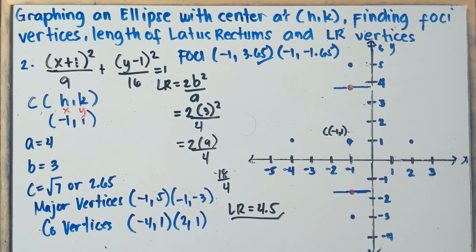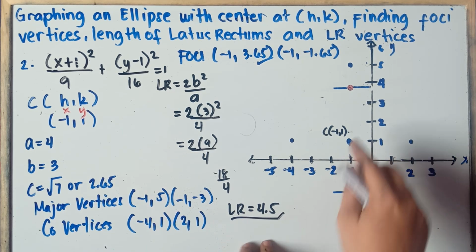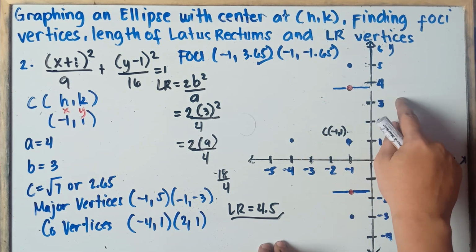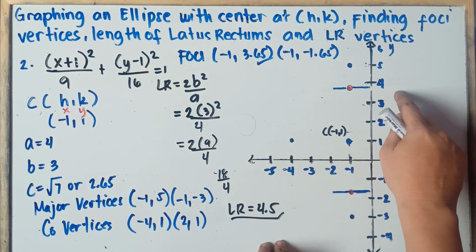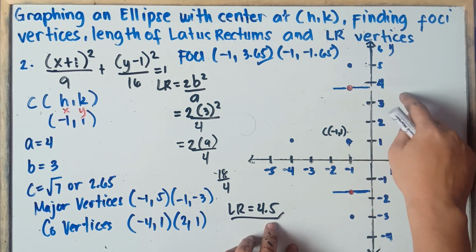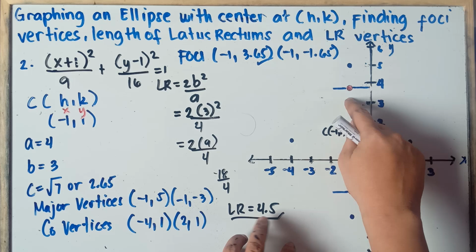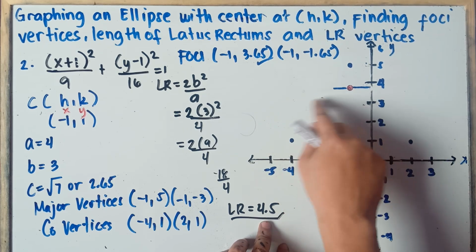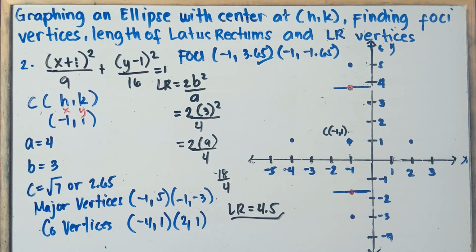Once again, class, we need to divide this by 2. Question, why is that, sir? Because the total length, class, is 4.5. Therefore, we need to move half units for this latus rectum going to the right and another half units for this 4.5 going to the left. So we need to divide this by 2, class.